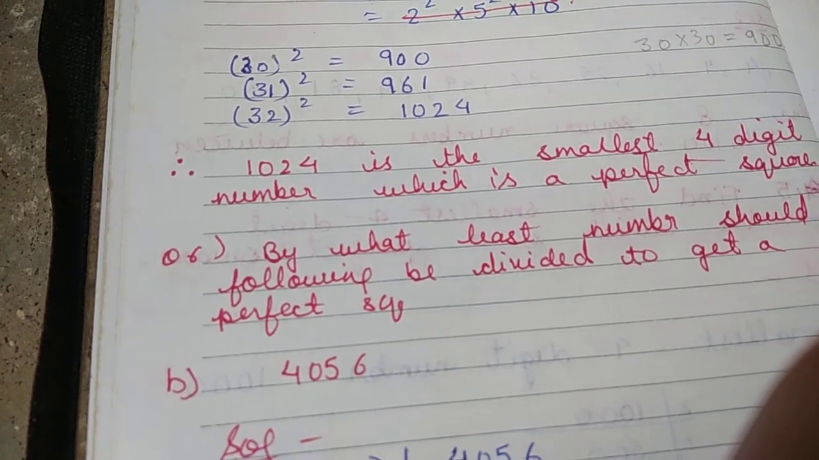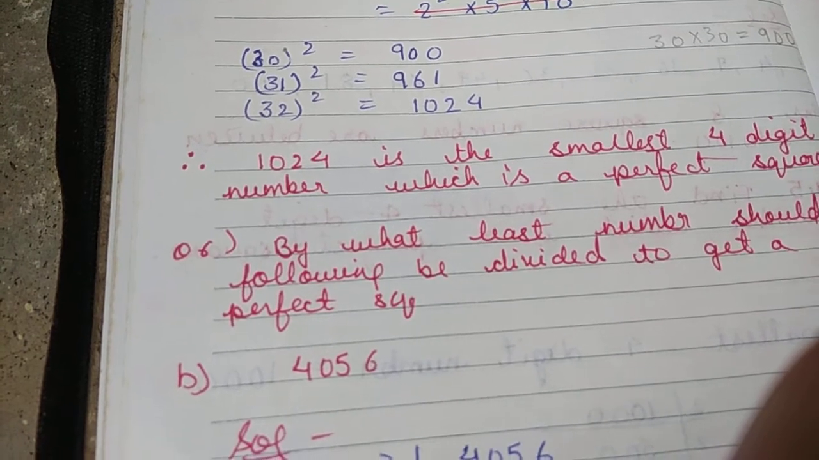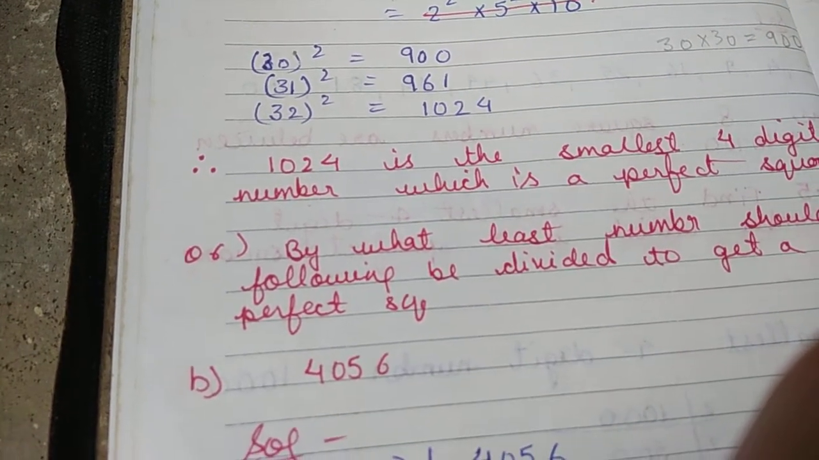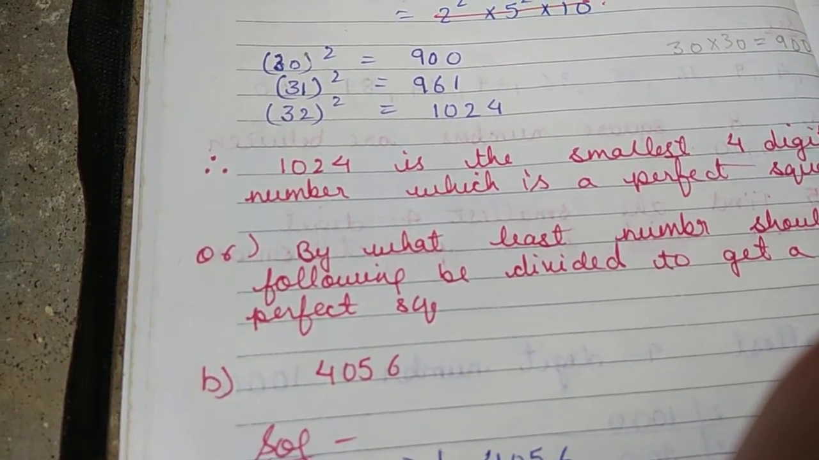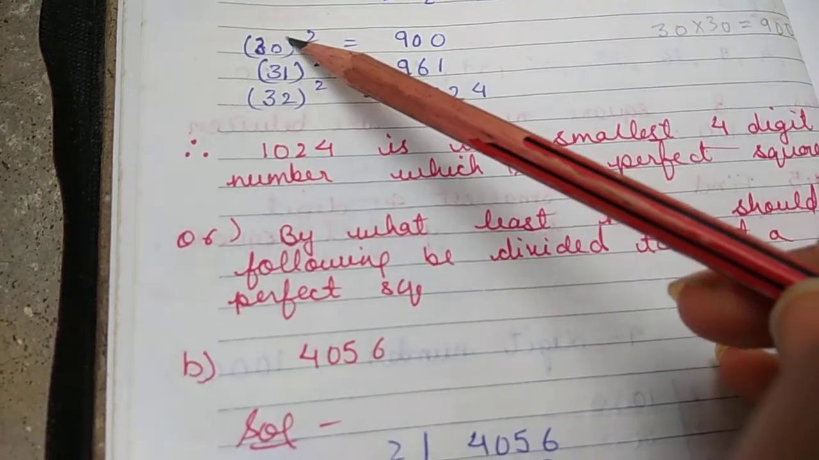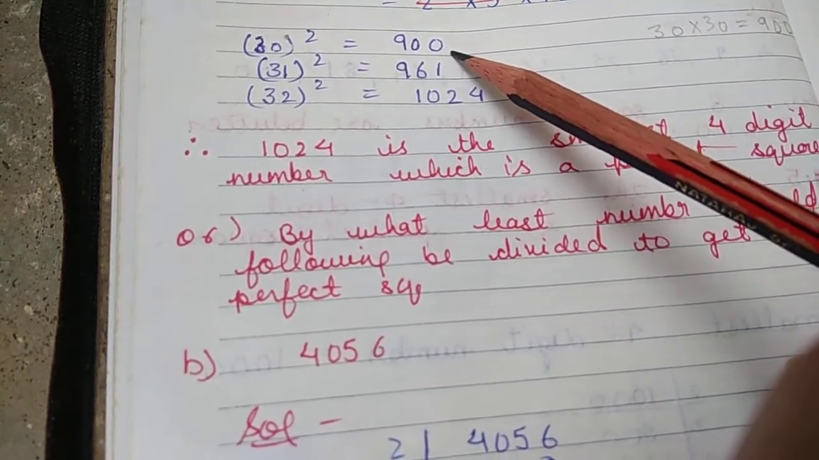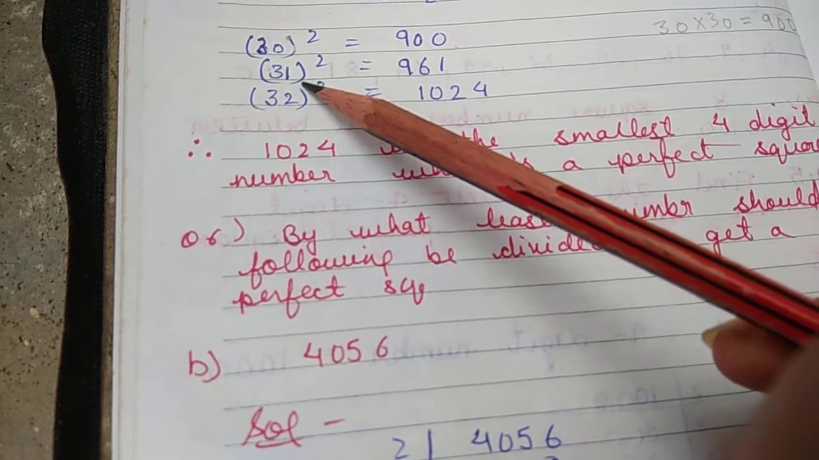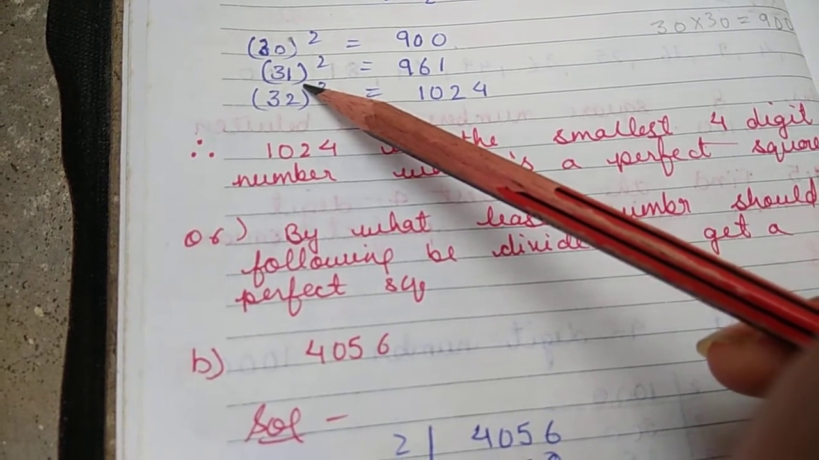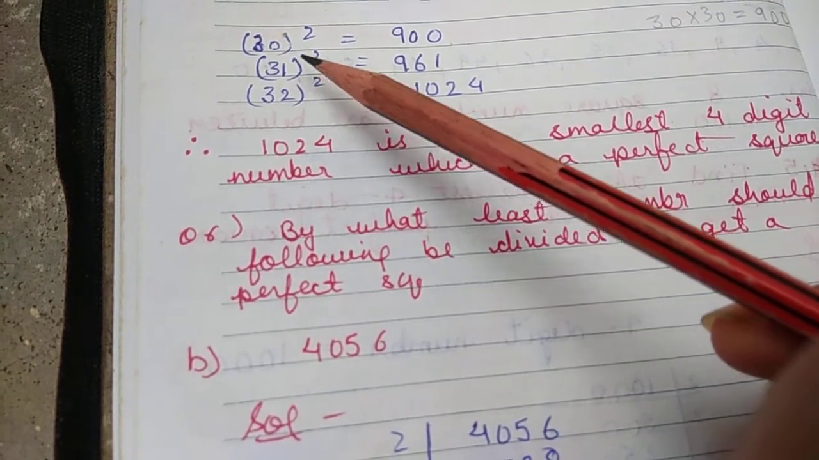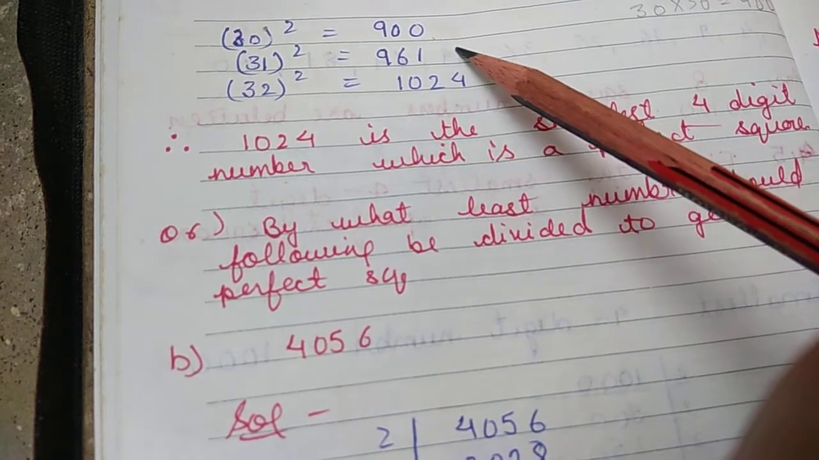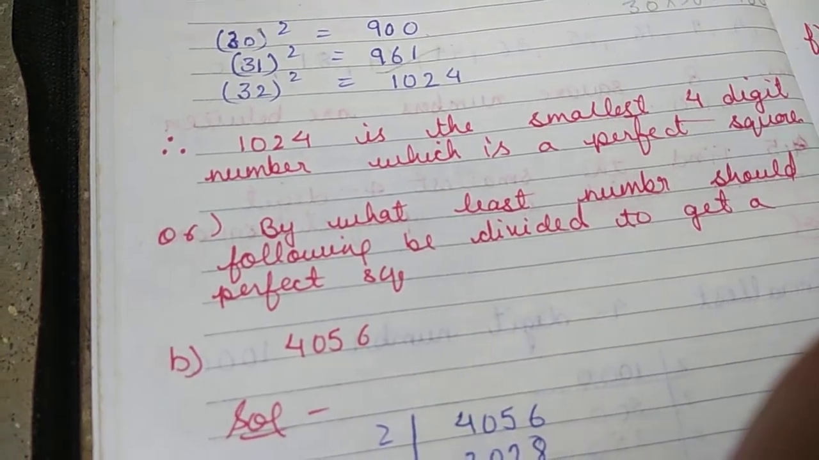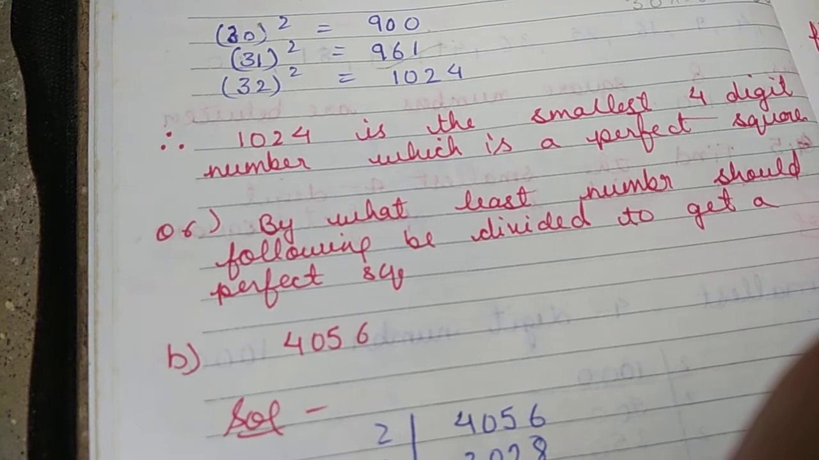We have to find the smallest 4-digit number which is a perfect square. So 900 can't be that number. Move to the next number. 30 square is 900. It is not the number. Then we will move to the next number, which is 31. We will find the square of 31. That is 961. Again, it is a 3-digit number. So this is also not our answer.